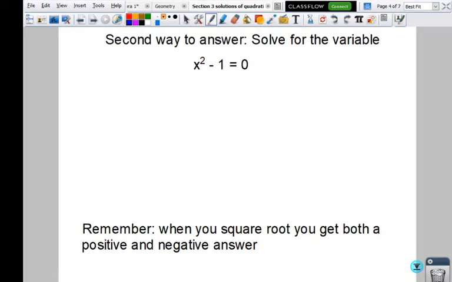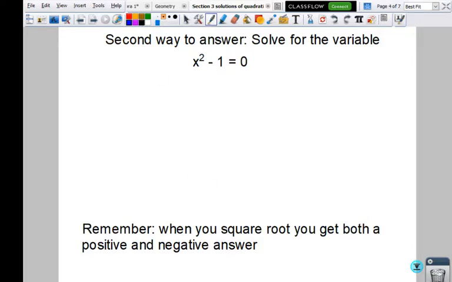Alright. So that was the first way, to just plug it into Desmos and graph and see what you get. Our second way is we are going to solve for this. I have x squared minus 1 equals 0, so we're going to solve it for x.